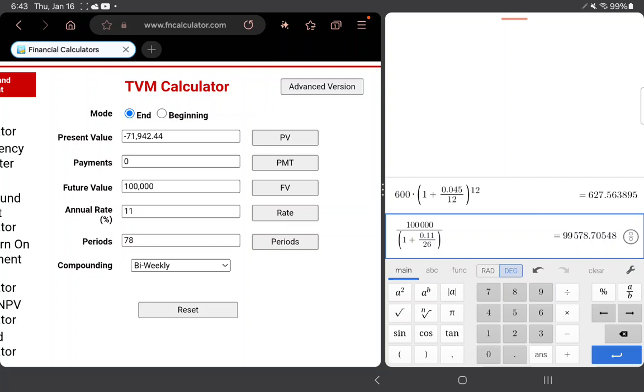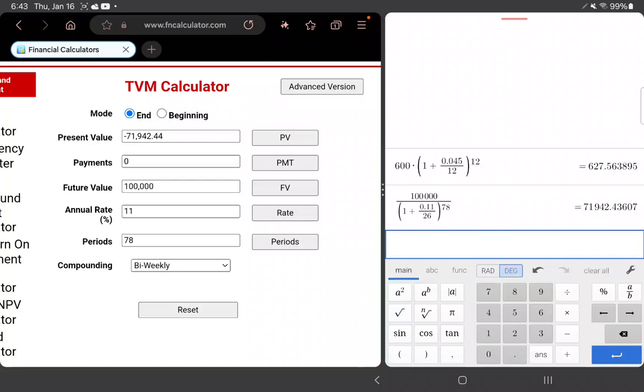But with the TVM calculator, it does that for you. You just enter in the annual rate and then you put in the compounding period. So I'm missing the exponent here, which was 78. So when I calculate that, then we get the exact same $71,942.44.